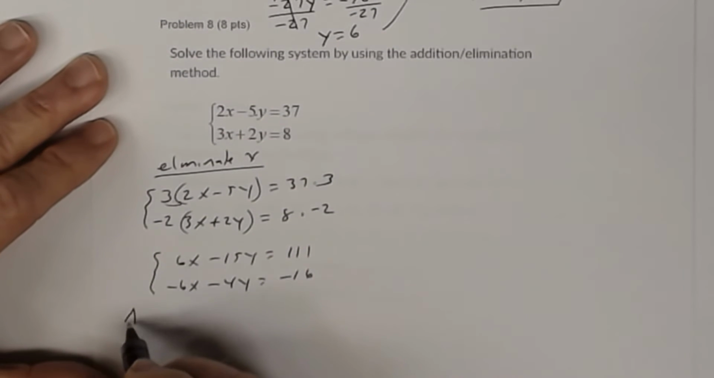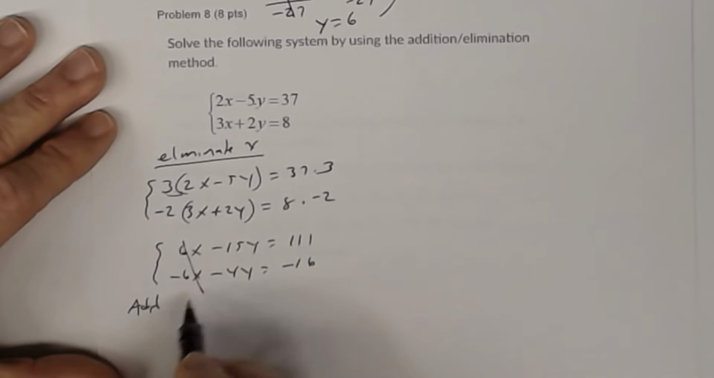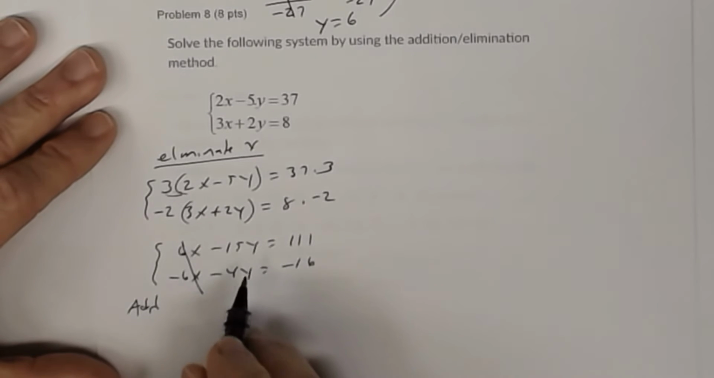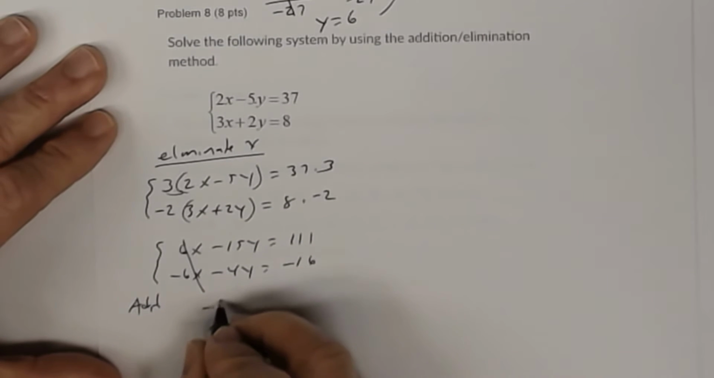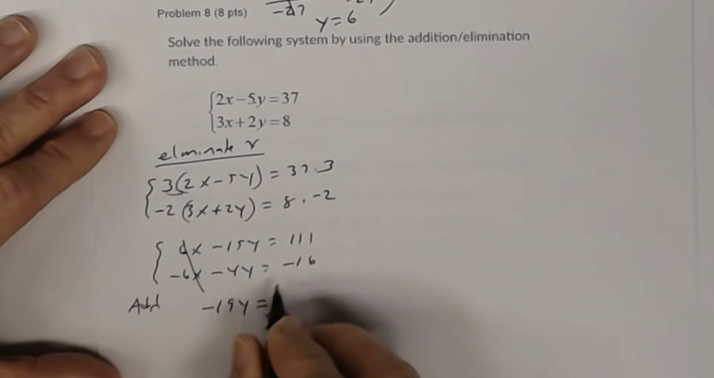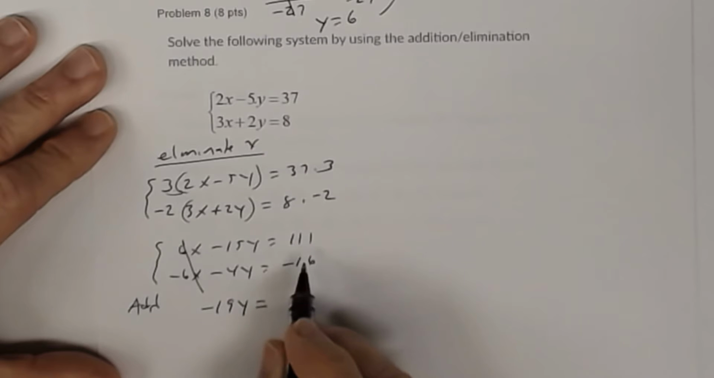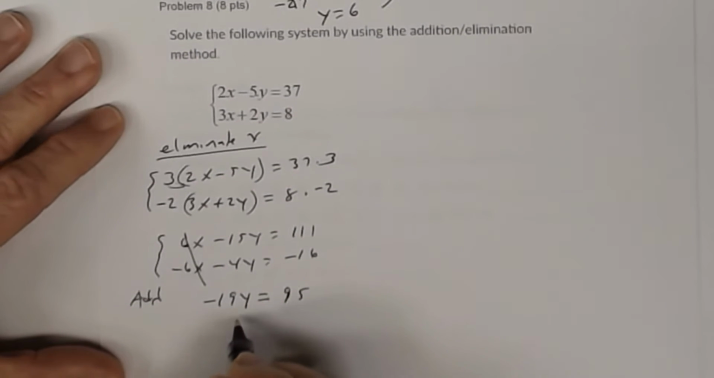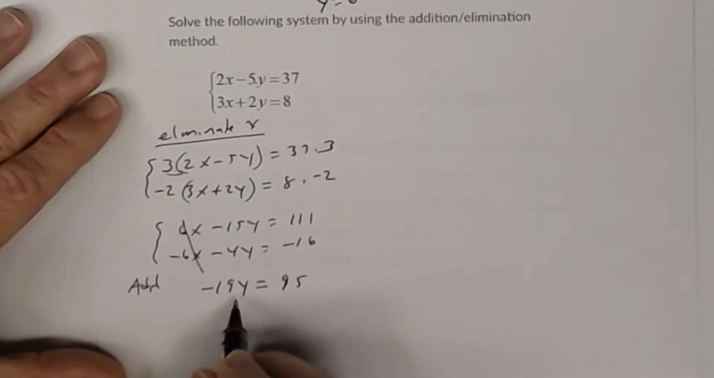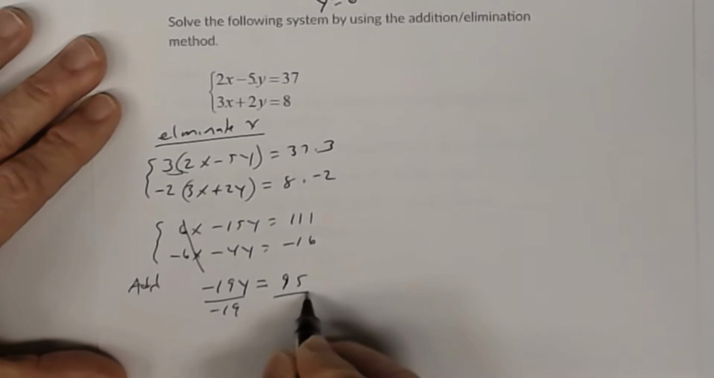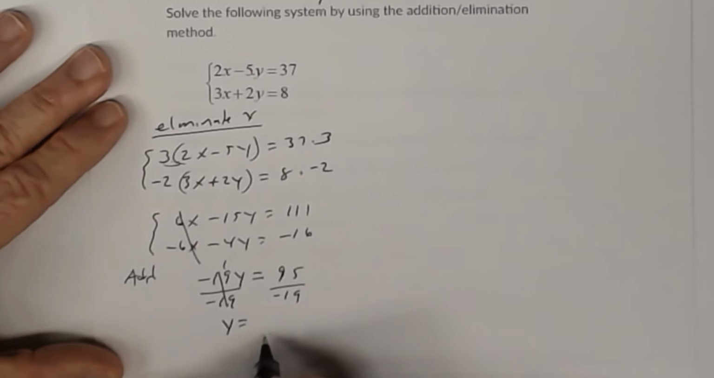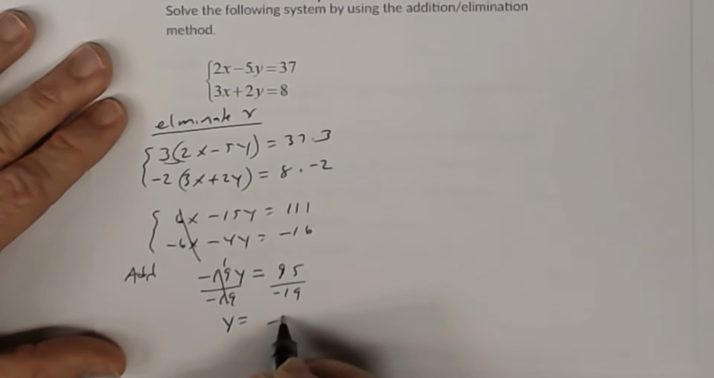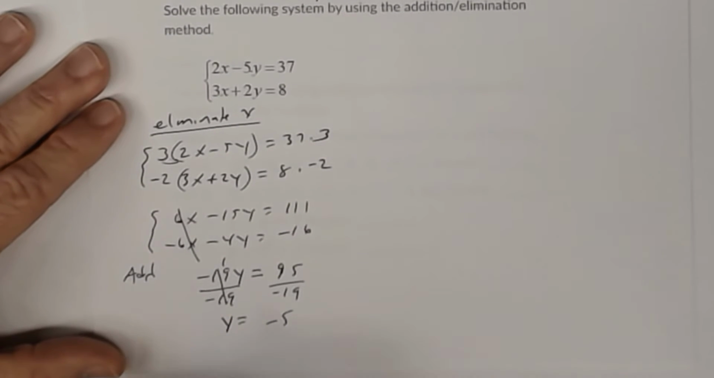Now I can add these, because when I add these now, the x's will be eliminated. Now negative 15y and a negative 4y is a negative 19y. 111 minus 16 is 95. All right, so getting y by itself, divide both sides by negative 19. I get my y coordinate of the solution to be negative 5. 95 divided by negative 19 is negative 5.